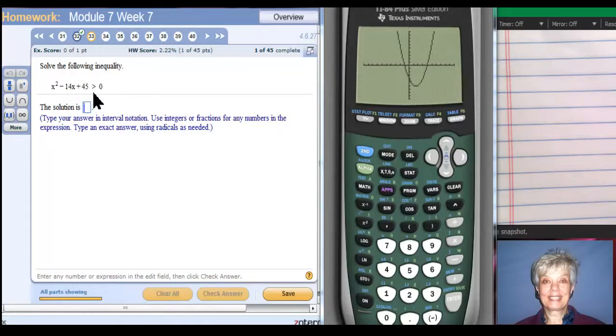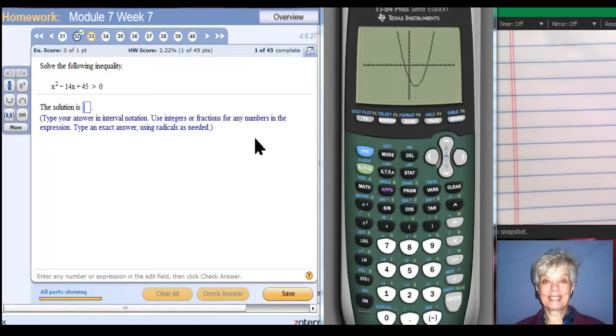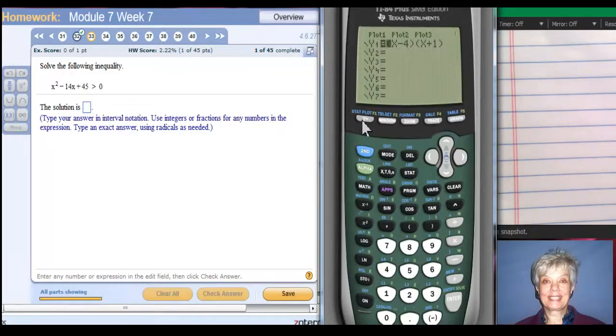We have a polynomial on the left, which is not factored, no problem. And we have this code, which means we're looking for where it is above the x-axis. So let's go look. I'm going to clear that. And I'm going to type in x squared minus 14x plus 45. And I'm going to graph that. And we're looking for above the x-axis. So I'm going to move the window over to the right.